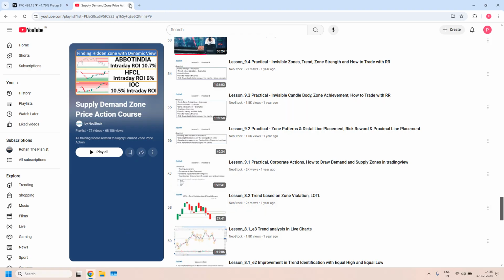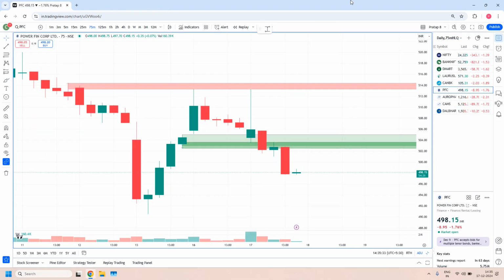Now let's get into the analysis discussion. In yesterday's end of the day report, we identified 7 high liquidity zones from the daily and 75 minutes time frame. Out of these 7 high liquidity zones, a couple of stocks gave the trades. And the first one is PFC.